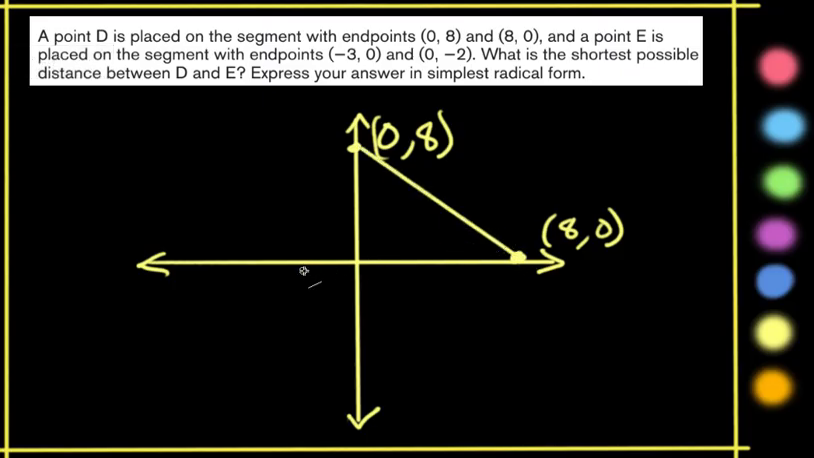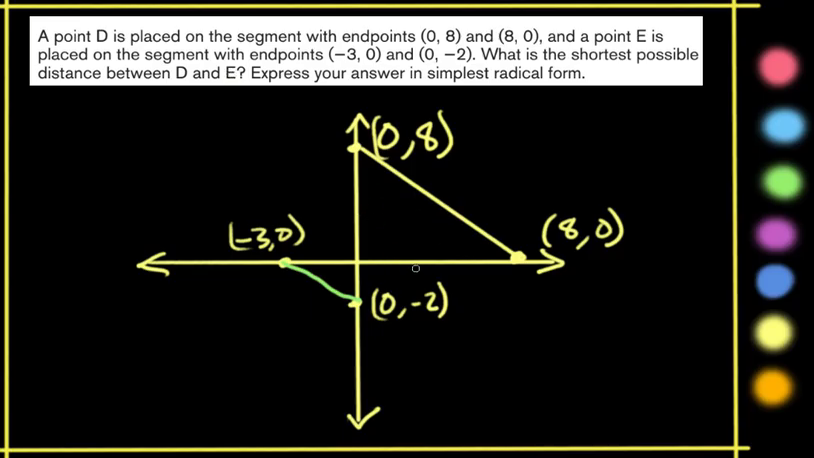And then it says there's another segment that connects these other points. So this is (negative 3, 0), that's here. And then (0, negative 2), here. So that's our other line segment. Maybe I'll do that one in a different color just for fun. So that line segment goes like that. And now the question is, what is the shortest possible distance between D and E?